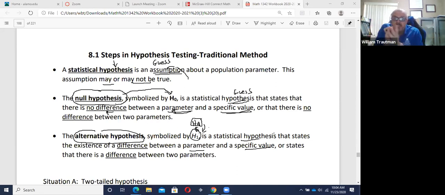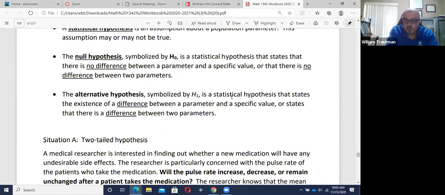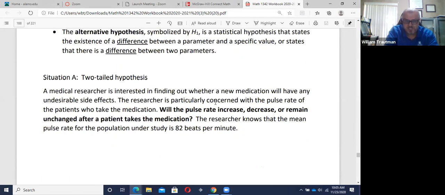If the null hypothesis means there's no difference in the values, the alternative to no difference is there is a difference. So the alternative hypothesis means there's a difference between your parameter and the value that you're talking about. So null, there's no difference. Alternative, there is a difference. And you'll see in the homework, the first few homework questions, and I won't be doing those, deal with definitions and stuff.